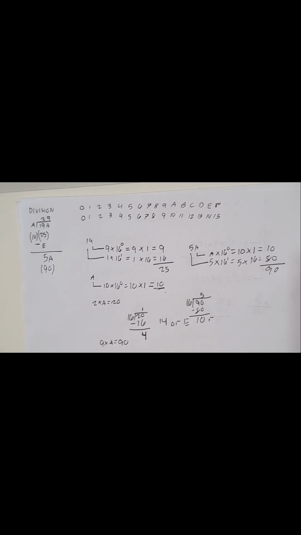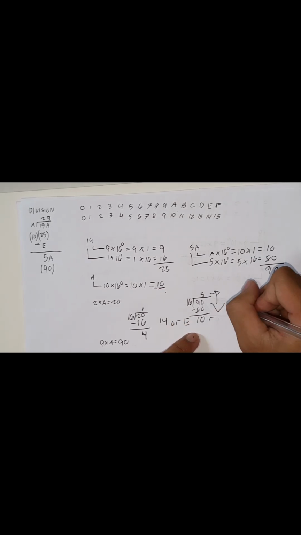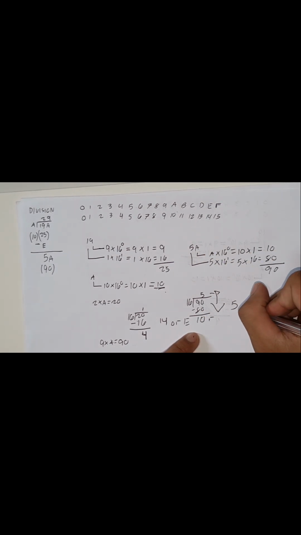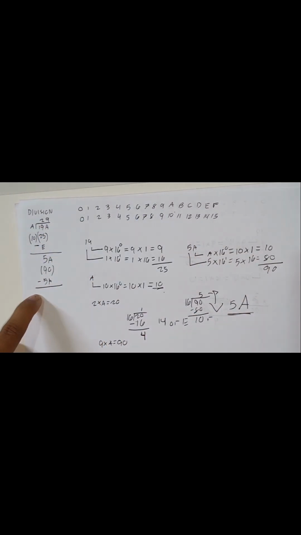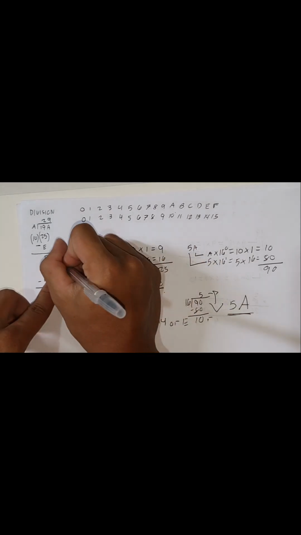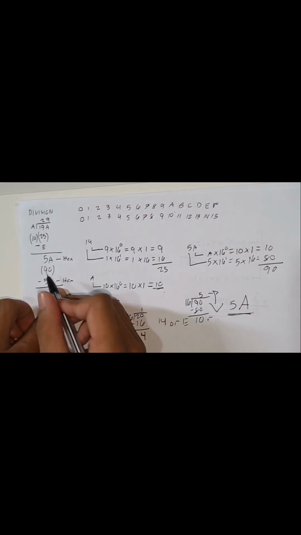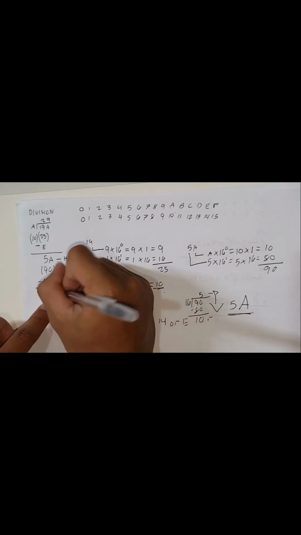So in order to have the answer, we need to read from top to bottom. So we have 5, 10, or A in hexadecimal. So this is the answer of 9 times A. We have 5A. So now we can subtract it because this is hexadecimal and also hexadecimal, and this is decimal. So 5A minus 5A is equal to 0.